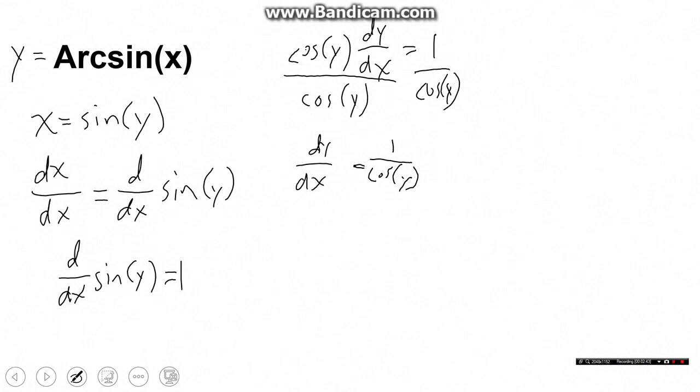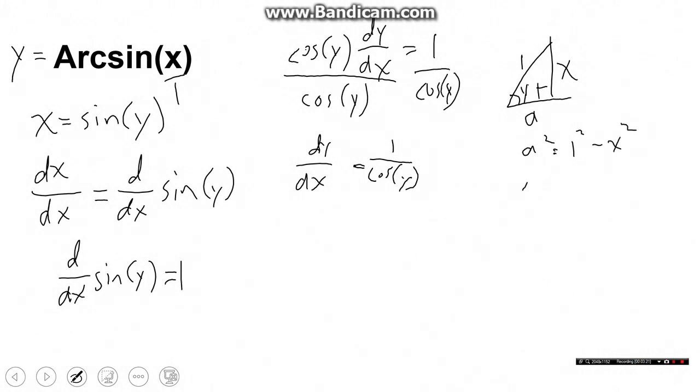Now we're going to want to substitute for cosine of y. So if you look at this right triangle, this original function, y equals arcsine of x, actually means angle y has the trigonometric ratio of the opposite x and the hypotenuse 1. And as for this third side, we can solve using the Pythagorean theorem. So in this case, a squared equals 1 squared minus x squared, and then we take the square root of both sides and are left with a equals the square root of 1 minus x squared.